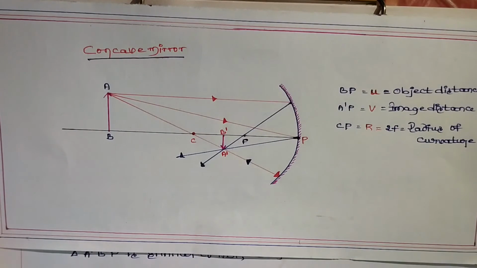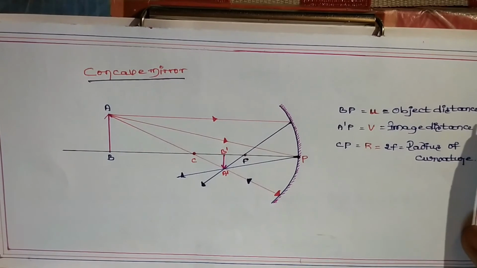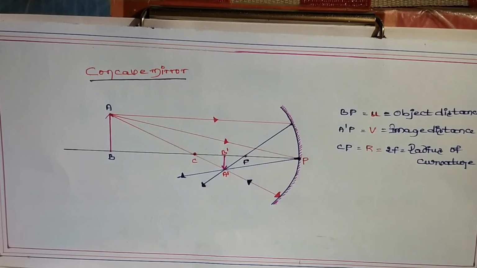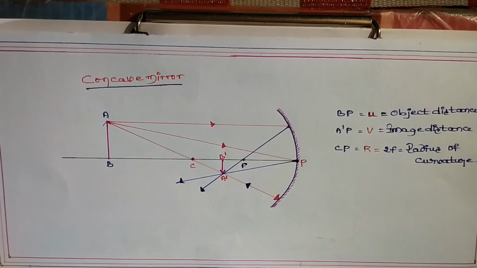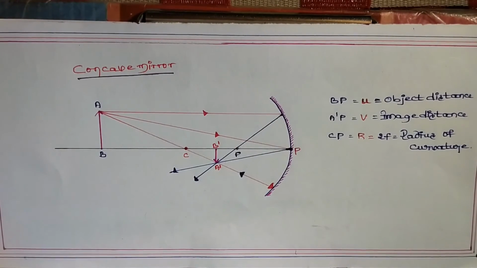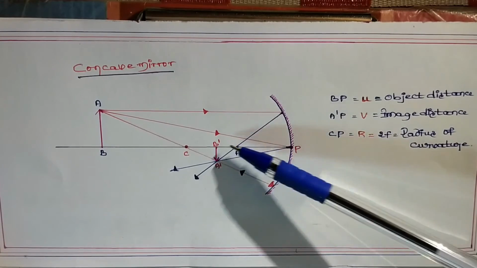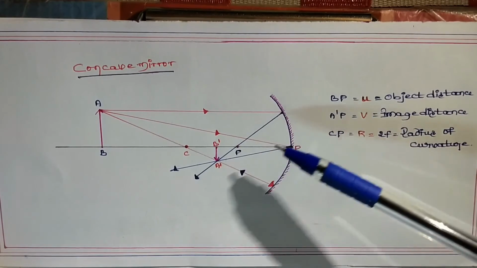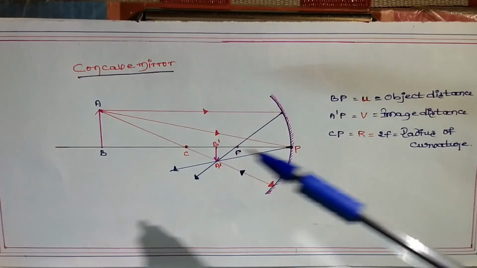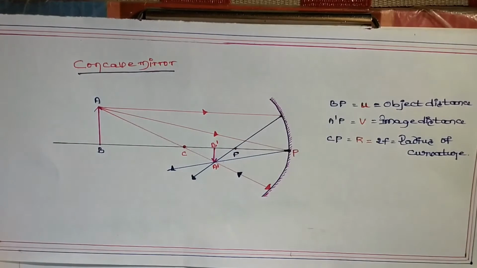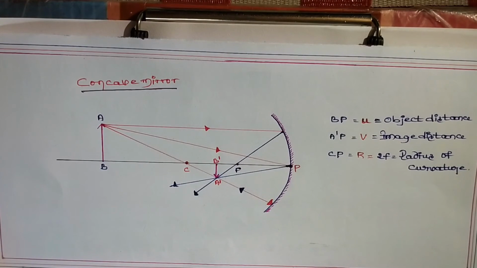Next, here we are getting similar triangles, that is, triangle A dash B dash P and ABP. And I discussed in the previous classes the condition for how triangles become similar. Again I will discuss.